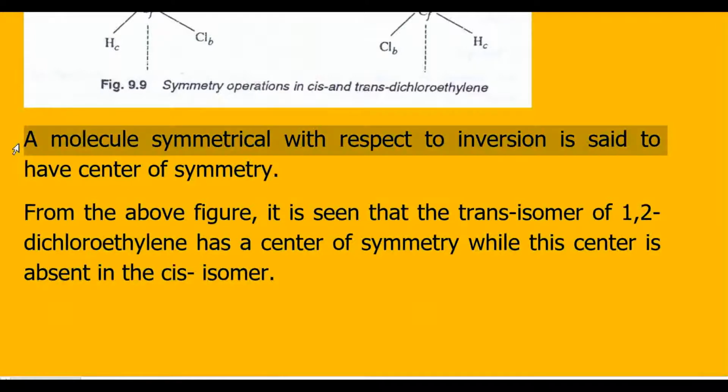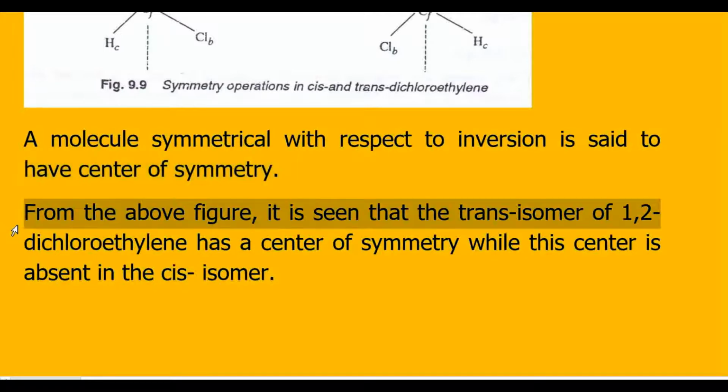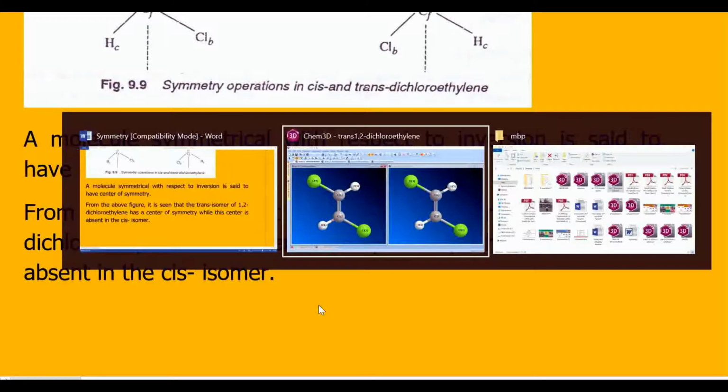Now, a molecule which is symmetrical with respect to inversion is said to possess a center of symmetry, because basically the inversion operation is around a point, that is the center. From the above figure, if you have already understood, you will be able to make out that the trans isomer has a center of symmetry while the cis isomer does not have. I will explain it to you using our 3D videos.